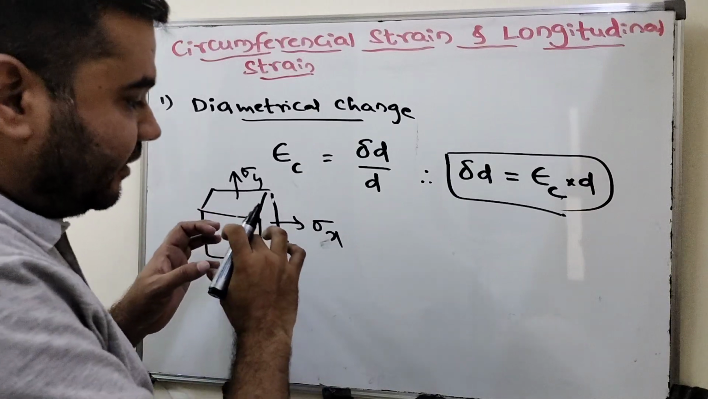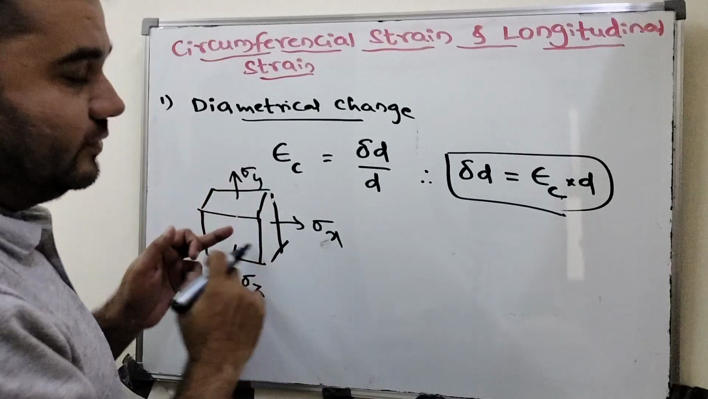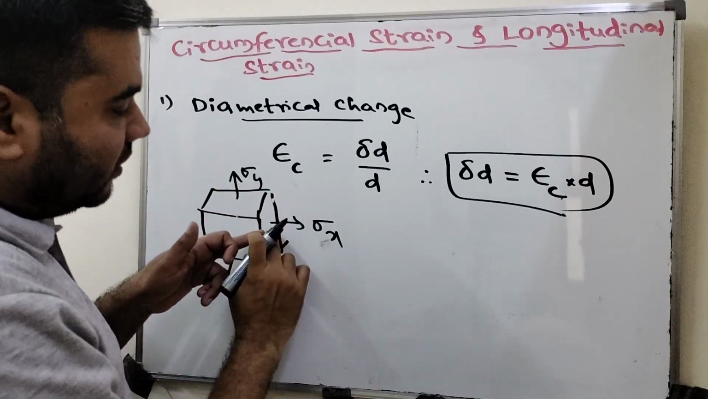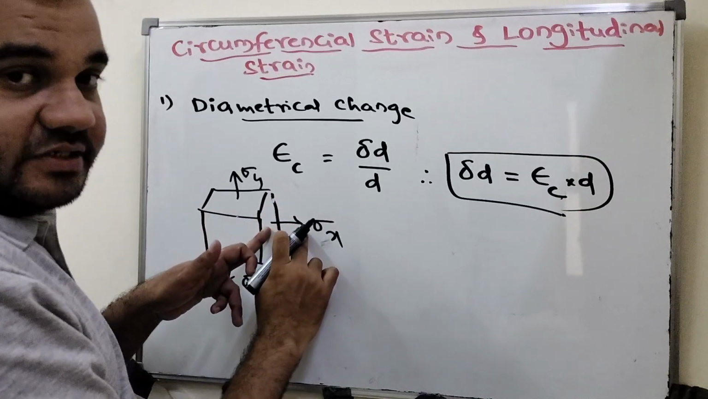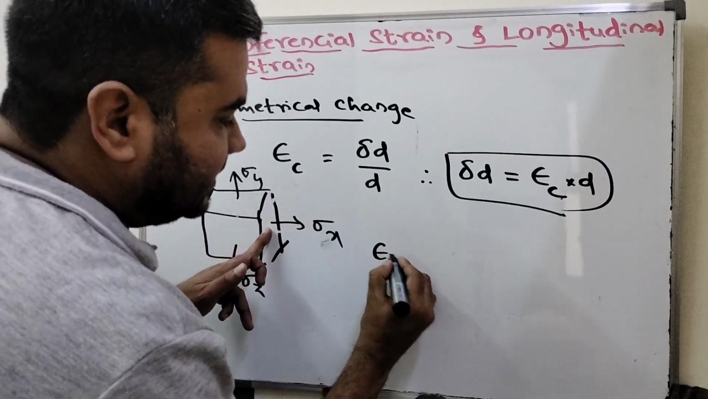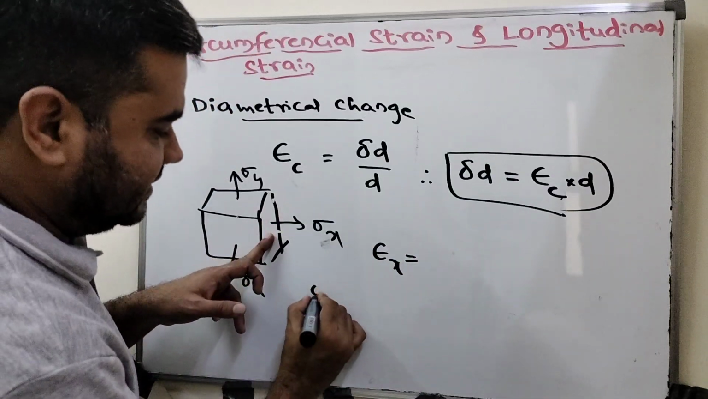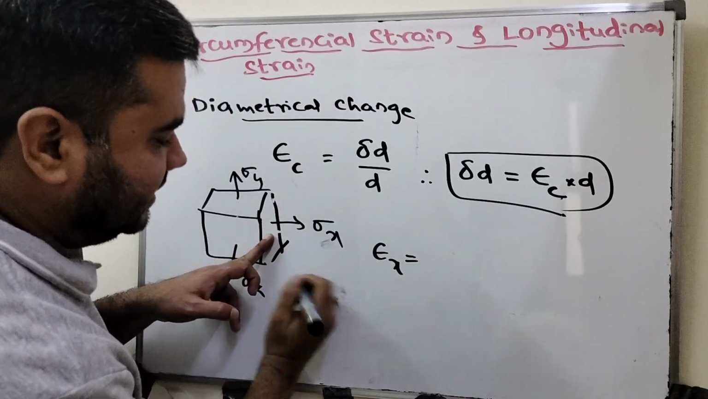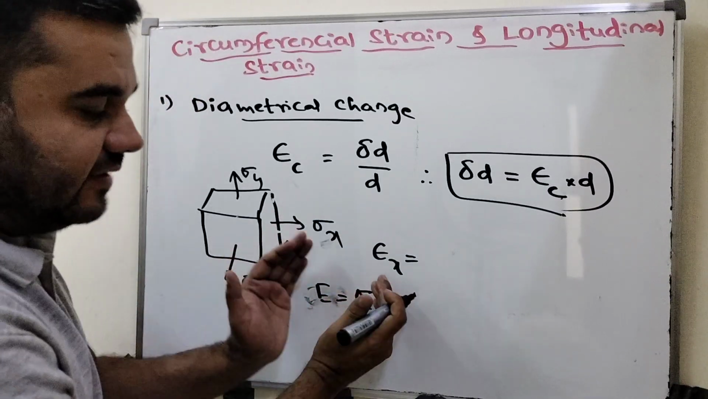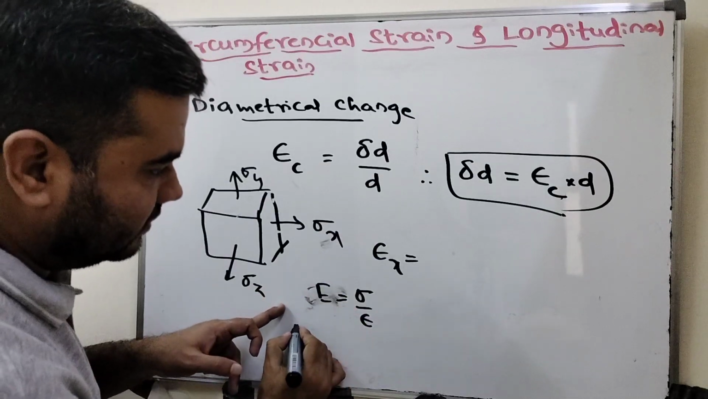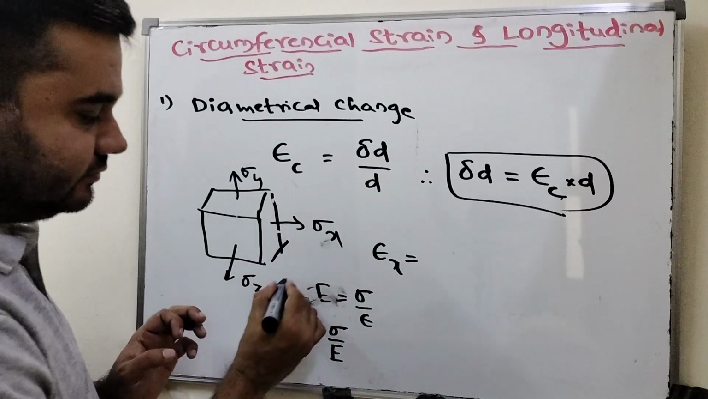If this body is subjected to stresses in all three directions with different values, and you want to calculate only the strain in the x direction, how will you calculate it? You know that E equals stress by strain, as per Hooke's law. This is the general formula, right? Therefore, strain equals stress by E.